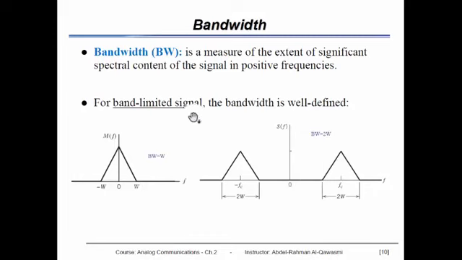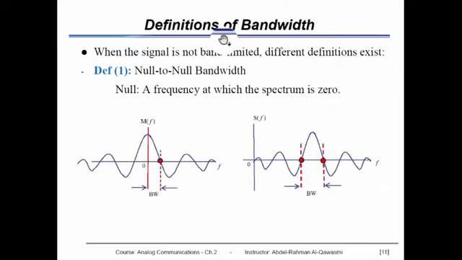But in other cases, as you studied before, we will discuss other methods to define or to calculate the bandwidth for unlimited or not limited signals, when the bandwidth is not well defined. The definitions of the bandwidth when the signal is not band limited, different definitions exist. First, we call null to null bandwidth, or 0 to 0 bandwidth. Null, the frequency at which the spectrum is 0.